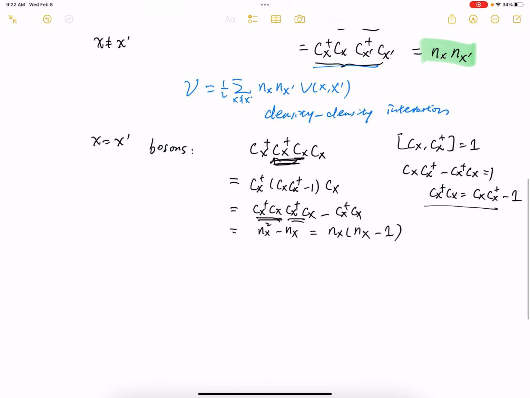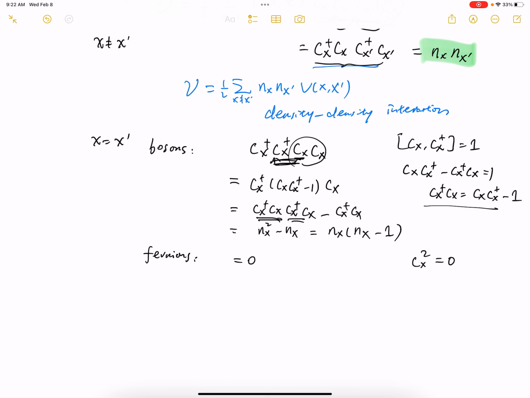And then let's look at the fermions. We'll talk about what these terms actually mean in a moment. Let's first do the algebra. For the fermions, actually you don't need to do anything. This is directly equal to 0. Why? Because we have two Cx here, and we know Cx squared is equal to 0, because for fermions, you can't actually remove two particles.